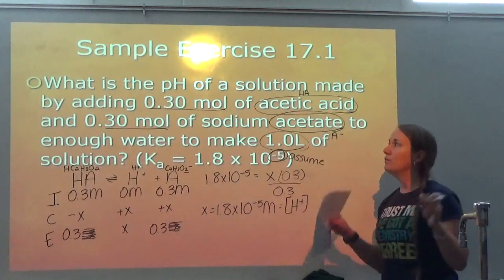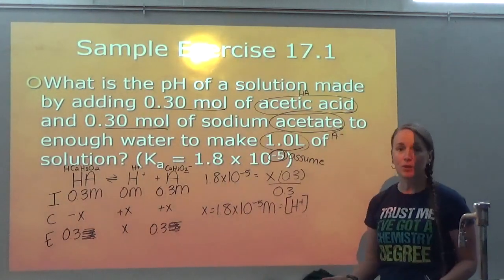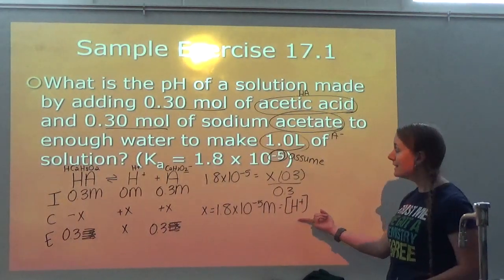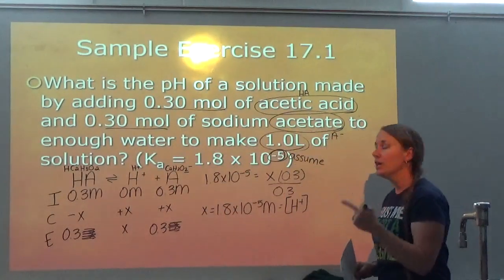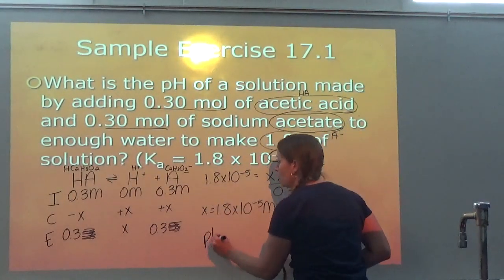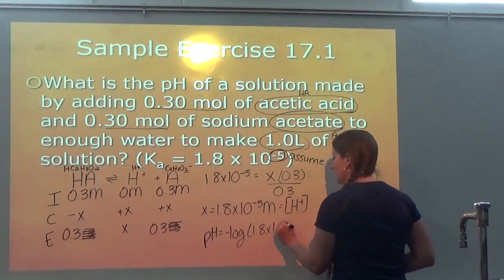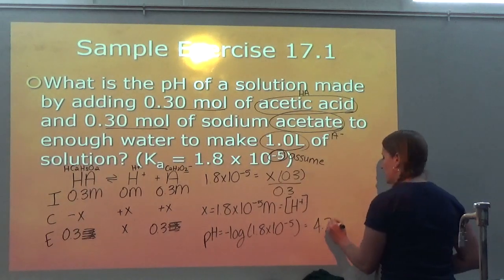However, remember, you've got to read the question. If this was the AP exam, you wouldn't get full credit. If it was a 1-point question, you wouldn't get any credit, because it didn't ask me for H plus concentration. It says, what's the pH? So then I say, okay, well, pH is the negative log of 1.8 times 10 to the negative 5. And for that, I got 4.74.